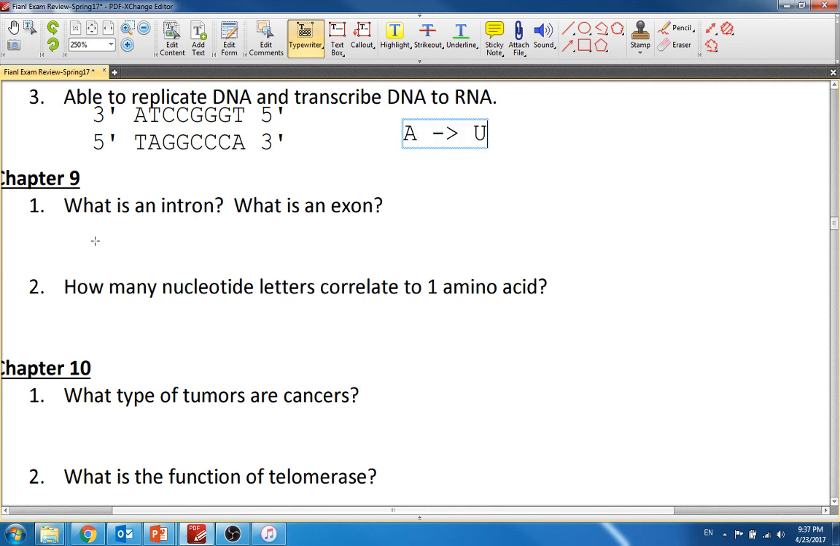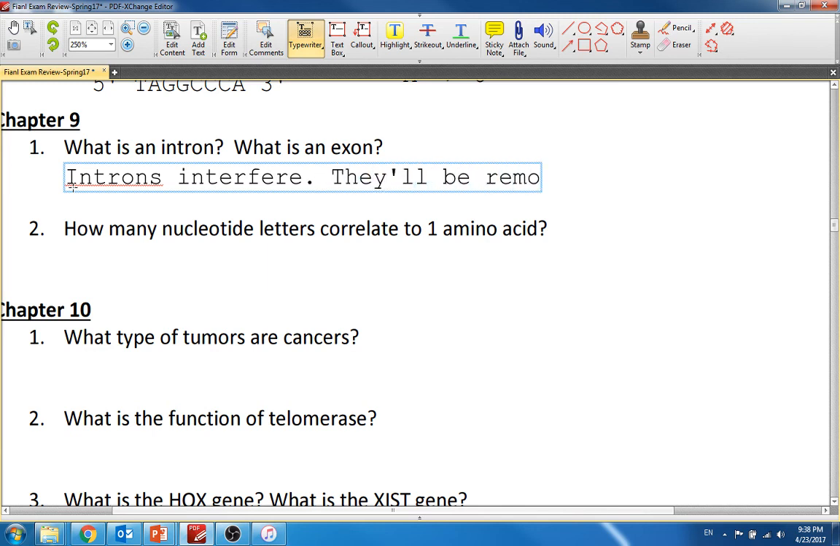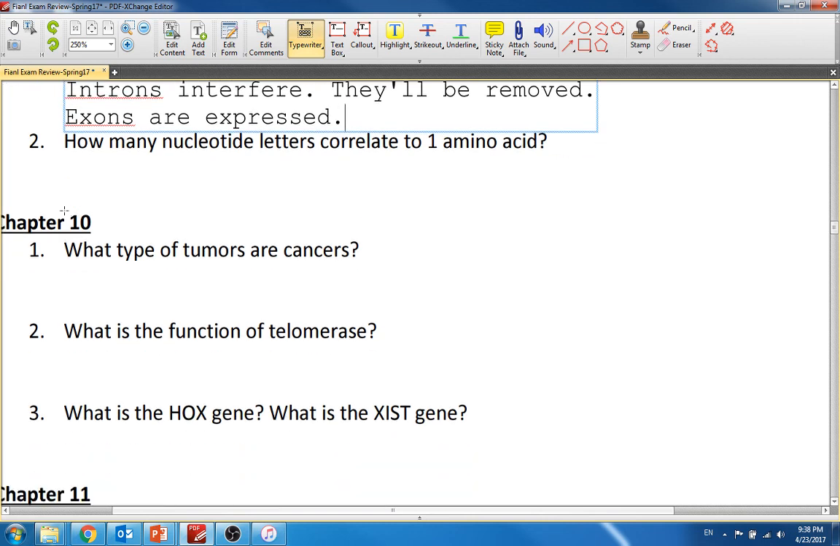Chapter 9, what is an intron? What is an exon? An intron is a sequence that will not be used to make genes. These are the interference sequences, the sequences that are inserted into the genes. What is an exon? The exon is the expressed portion of the gene. So the letters in the exon will be used to make proteins.